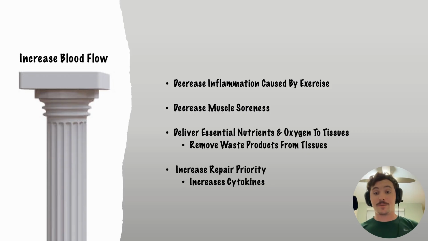This takes us to our first pillar, which is increasing blood flow. This is my A1 of recovery. It's very important for a number of reasons, but it really boils down to these four. Increasing blood flow is going to decrease inflammation in an area caused by exercise. It's going to decrease muscle soreness in the long term. It is going to deliver essential nutrients and oxygen to tissues, and then on the backside of that, it's going to remove waste products from the tissues, which will help play into that decreased muscle soreness.